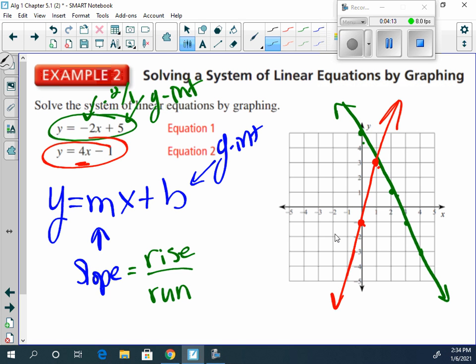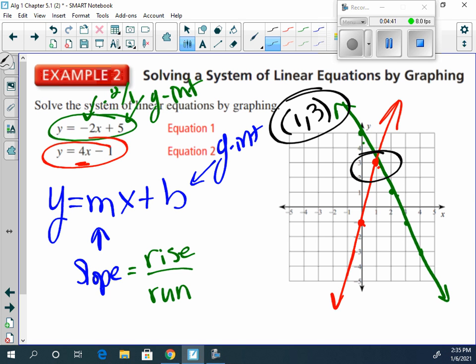Now we're looking for the solution, the x, y value that makes both of these equations true, and we're looking for where they intersect. Well, they intersect at this point here. This is the point where they cross. And the x, y value for that point is going to be what? 1, 3. So the point 1, 3 is the solution for this system of equations. So that would be our solution.